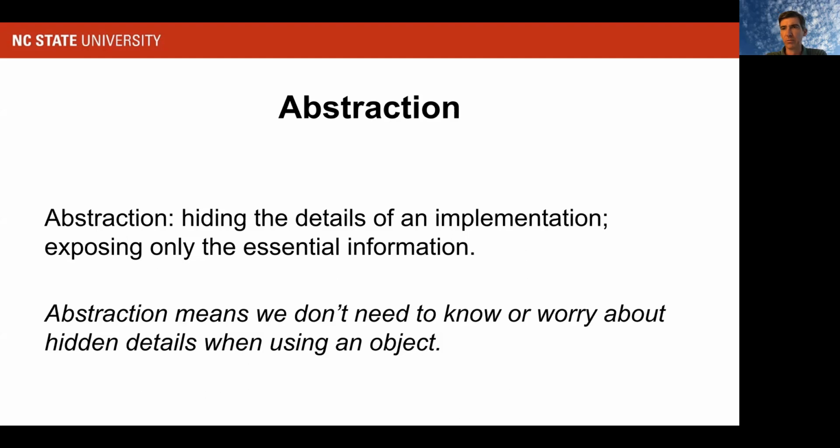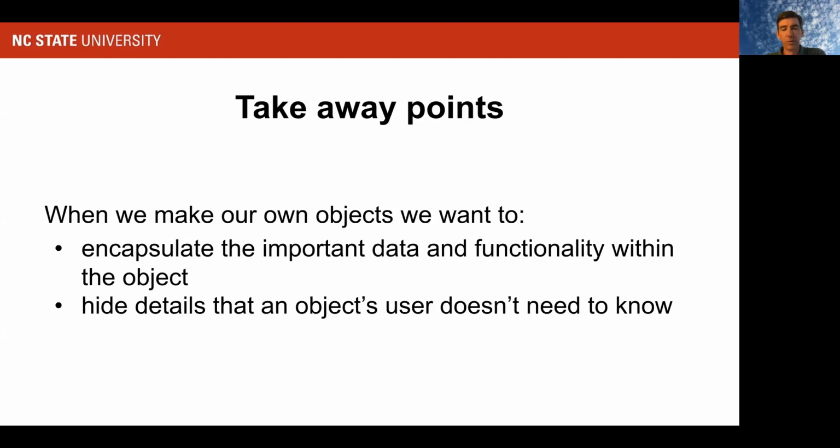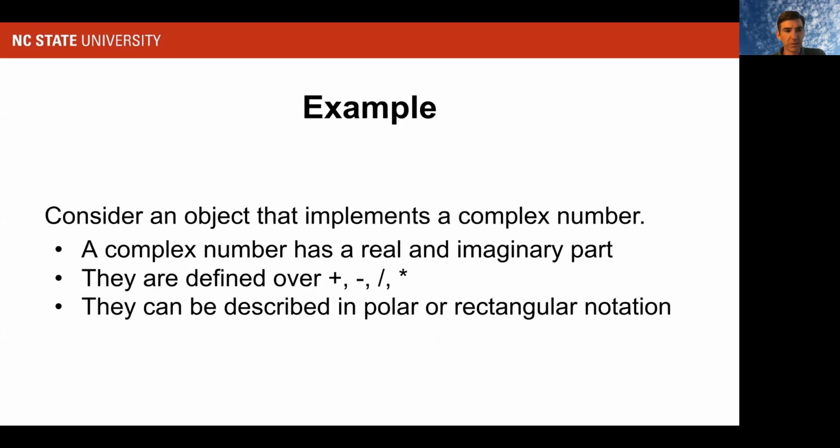And when we're using objects and when we're making our own objects, we really want them to have good abstractions. We want them to hide the right information and expose the right information to us. So when we make our own objects, we want to encapsulate the important data and functionality within the object, and we want to hide details that an object's user doesn't need to know. So these are two key takeaway points that are important as we start making our own objects.